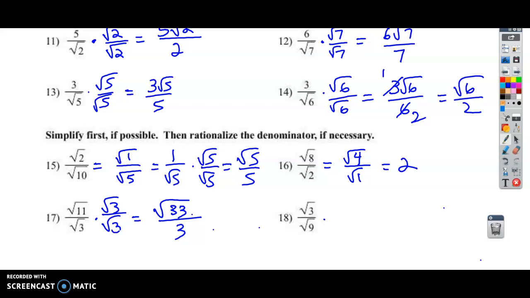This can be simplified first. I'm going to do square root of 1 over square root of 3. This 3 goes into 9 3 times. And this is 1 over root 3. Multiply by special 1. And if I'm going too fast, you just need to pause.